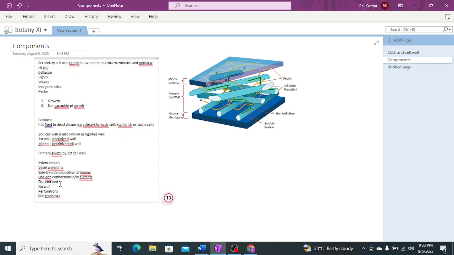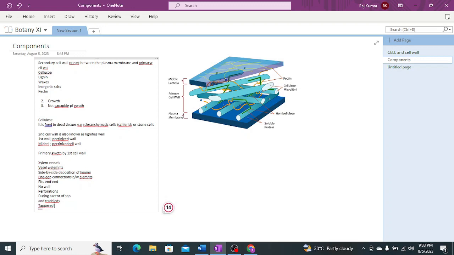These perforations allow the movement of water towards the upper side during ascent of sap. We will be discussing that in our last chapter. So during ascent of sap, these perforations will allow water to move upward. These are some key points about the vessel elements. After which we have tracheids.